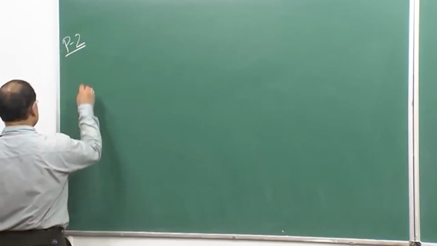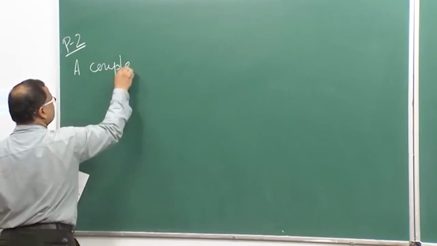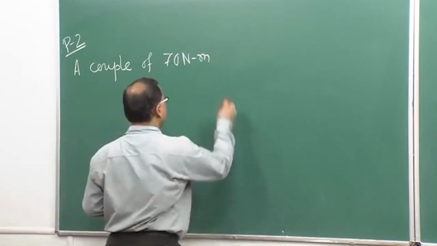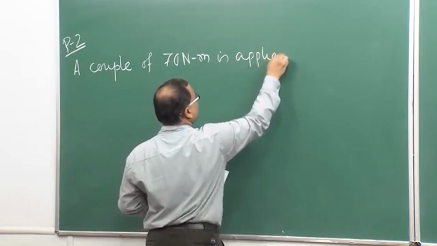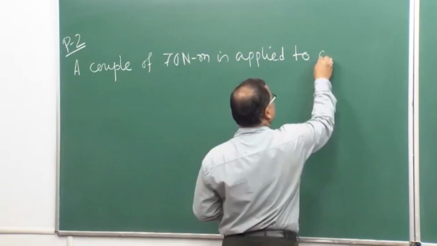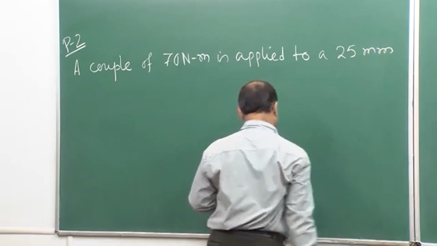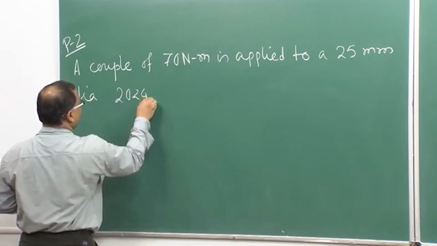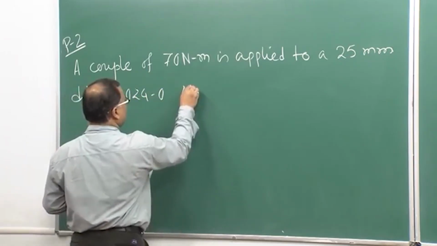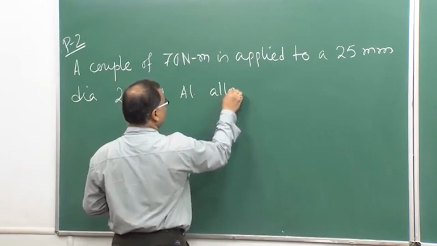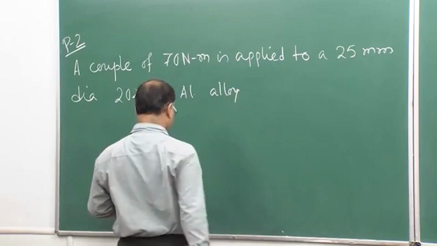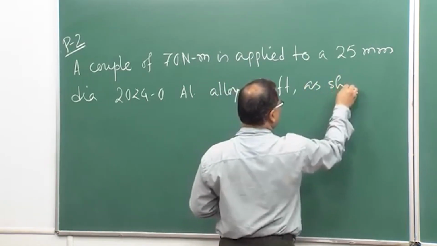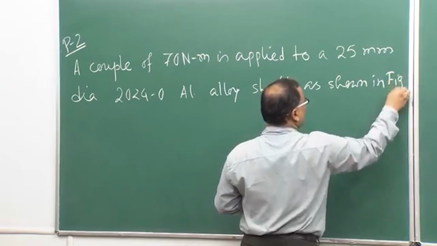The problem says a couple of 70 Newton meter is applied to a 25 millimeter diameter 2024 aluminum alloy shaft as shown in figure. I will draw the figure later on.